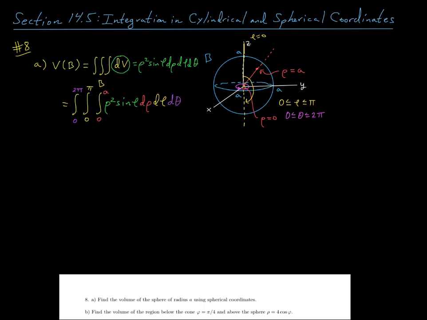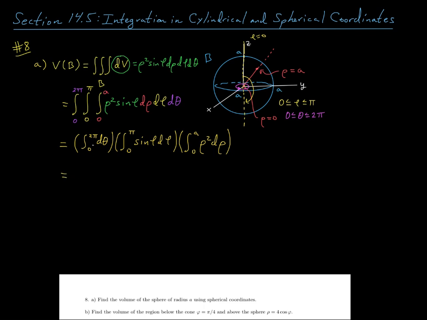Okay. So now let's go ahead and compute. And notice here we have a product for our integrand, and this depends only on rho, this depends only on phi. So we can split all of this up as the integral from 0 to 2 pi d theta, then the integral from 0 to pi of sine phi d phi, and then the integral from 0 to a of rho squared d rho.